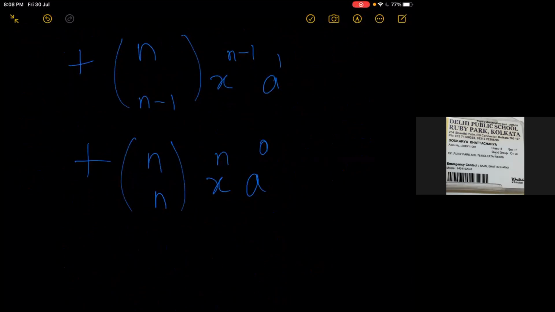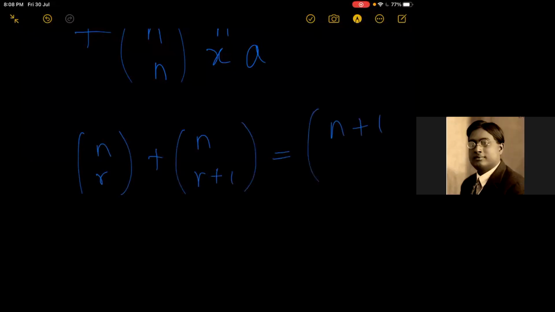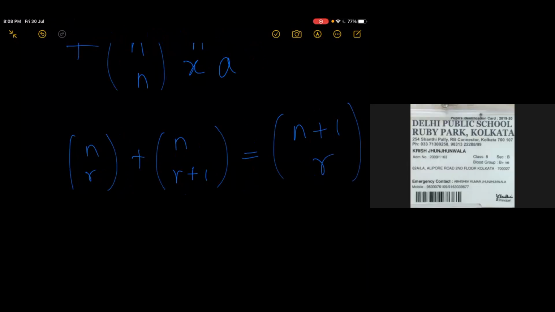You can show them the Pascal triangle to find it out fast. You can use the Pascal triangle. Why does the Pascal triangle work? For that you have to know that identity: nCr plus nC(r plus 1) is equal to (n plus 1)C(r plus 1).